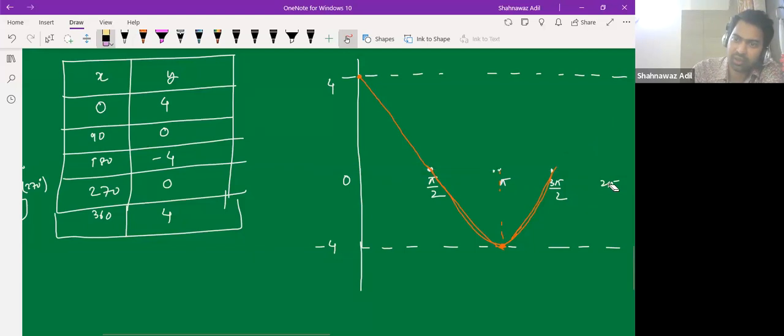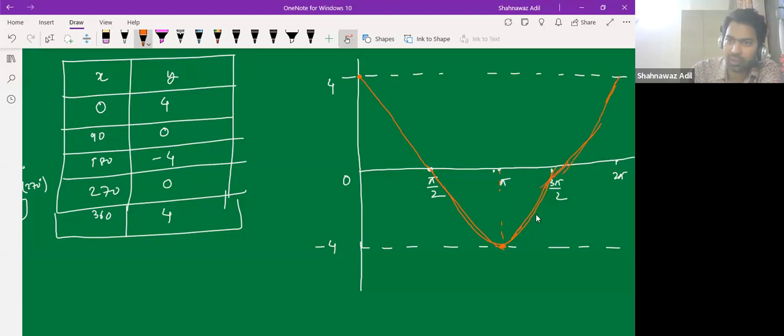At 2 pi, again I'm getting 4. So this would be the graph of 4 cos. So are these graphs clear? Yes, sir.